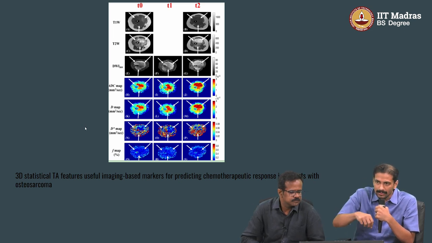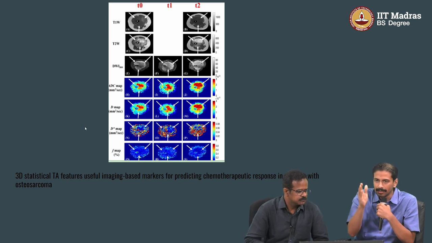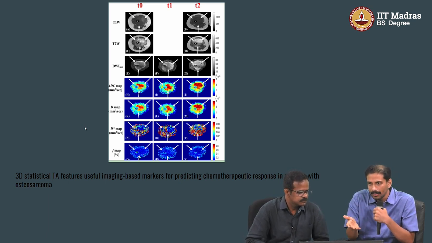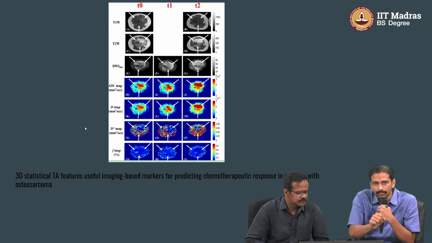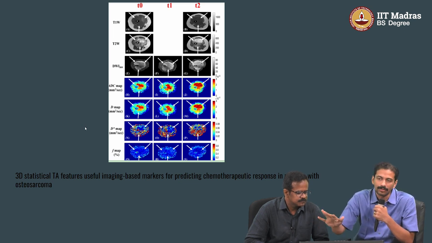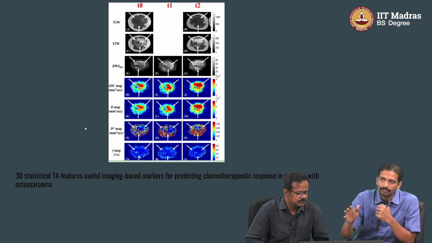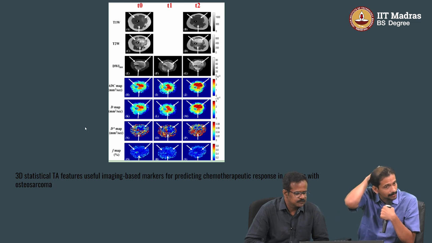We ran this radiomics analysis on the baseline scan. We tried to predict, and to some extent we are able to say that even at the first scan this patient would be able to respond to chemotherapy. This particular set of patients will not be able to respond. So if he's not going to respond, why wait and put him through the entire course of chemotherapy? Try something else. So this is a use case scenario.